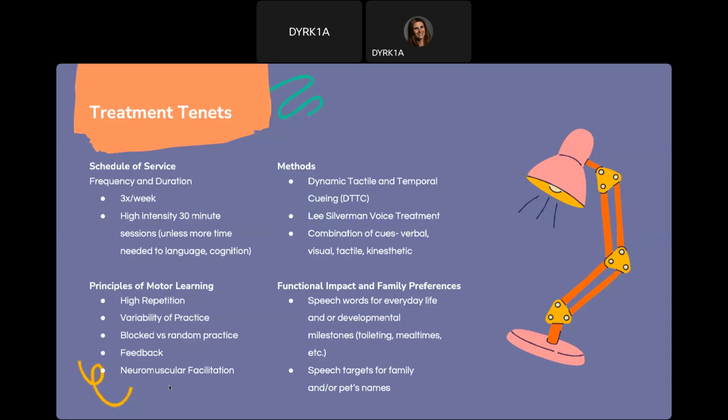We do draw from the studies and research in Down syndrome. A lot of children with Down syndrome have dysarthria as a primary speech diagnosis. Sometimes apraxia too, but primarily dysarthria, with that weakness, that weak tone.